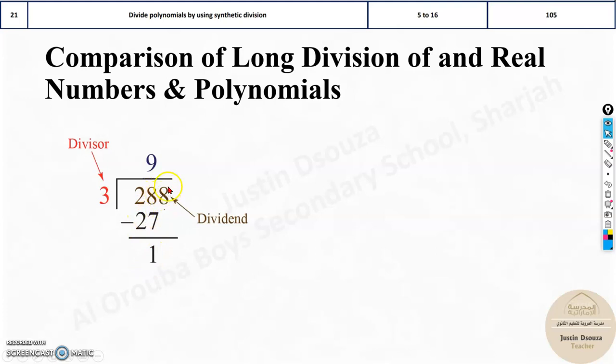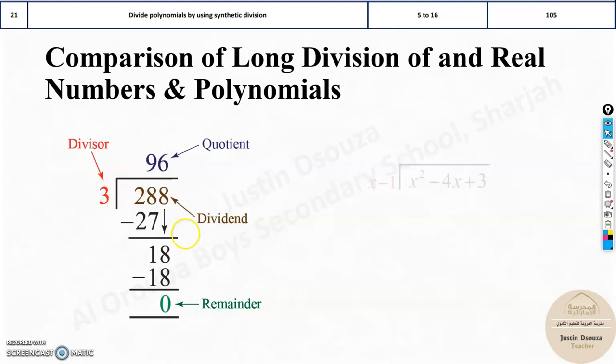But it's not over. There's one number remaining which comes down now. Bring down the 8, and now write 6 over here, and you can see 3 times 6 is 18. The remainder is 0. This is what we did long ago, in grades 4 and 5. You have done this method.